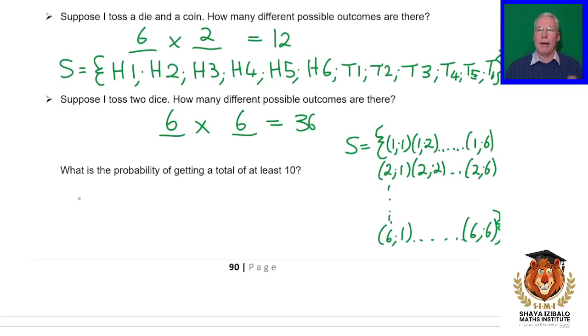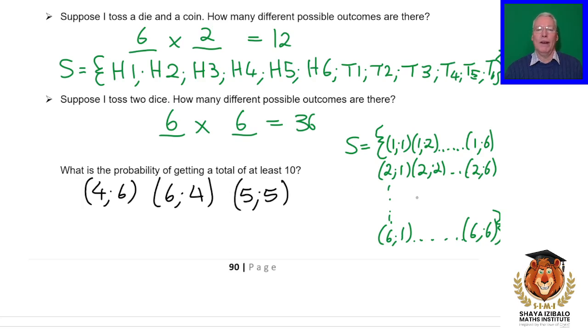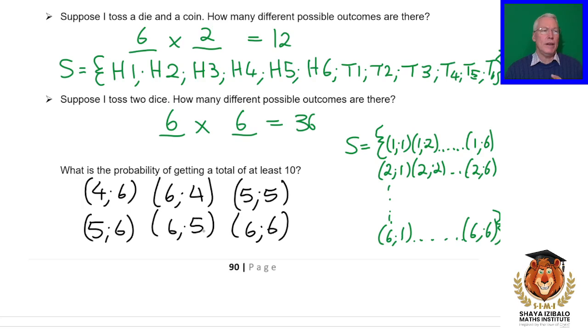So now let's think about how we can get at least 10. We could get 4 and 6, or we could get 6 and 4. We could get 5 and 5, and 5 and 5 only happens in one way, a 5 on both dice. We could get 5 with a 6, that would give us 11. We could get 6 with a 5, and that would also give us 11. And lastly, we could get 6 with a 6. I think there are only 6 ways that we can get a total of at least 10.